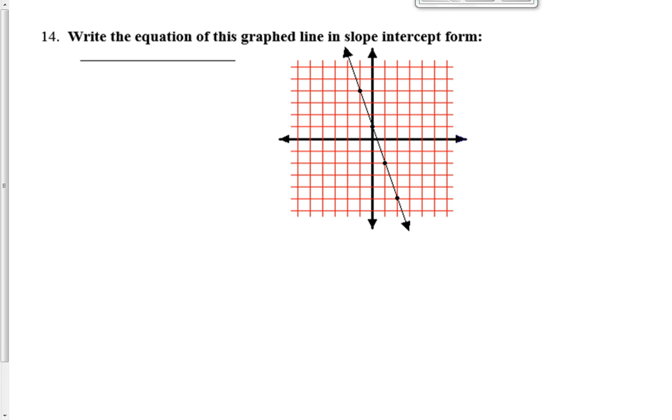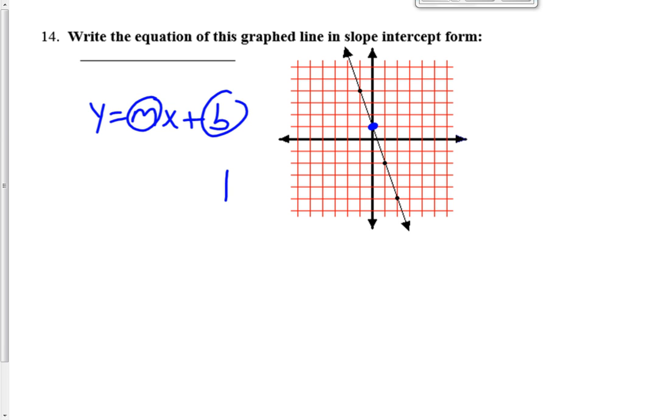Question number 14, write the equation of this line in slope-intercept form. To write an equation in slope-intercept form of y equals mx plus b, I need to know what m is and I need to know what b is. B is where it crosses the y-axis, so right there, that's where it crosses the y-axis. So my b is 1.